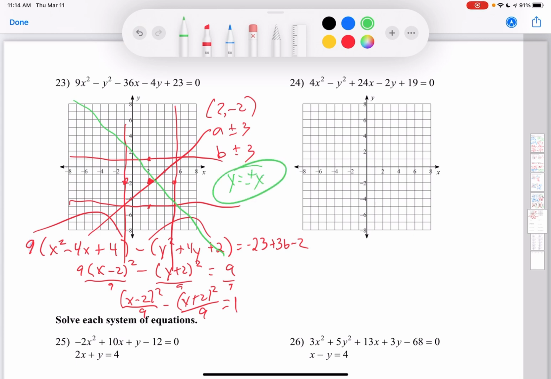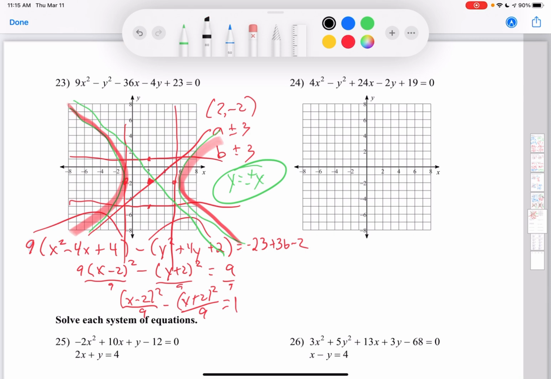There it is. I think the answer key is wrong on that one. And for these, we're not going to worry about the focus for the hyperbolas. So the hyperbola is going to look something like this. That looks right to me.